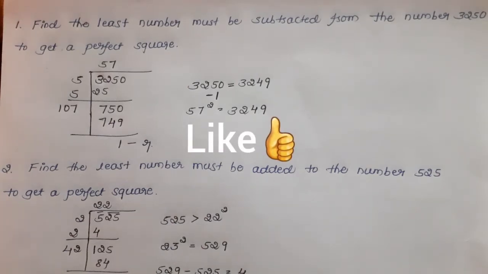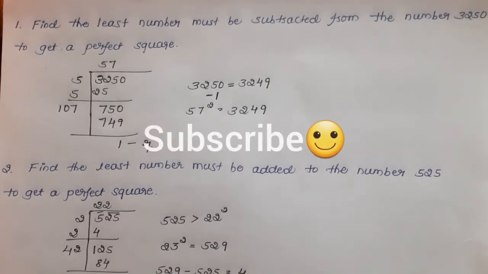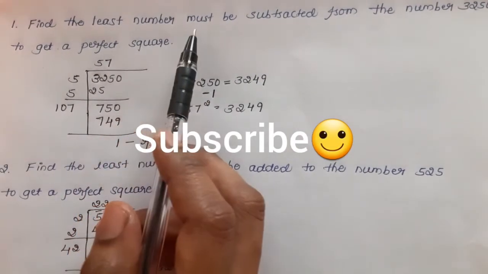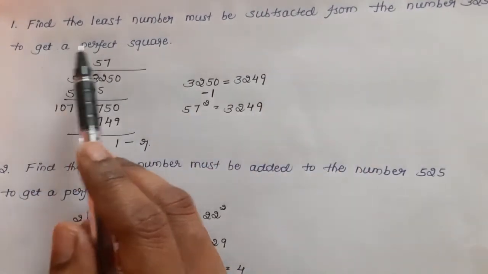Hello everyone. Today let us see some important problems on squares and square roots. Find the least number that must be subtracted from the number 3250 to get a perfect square.